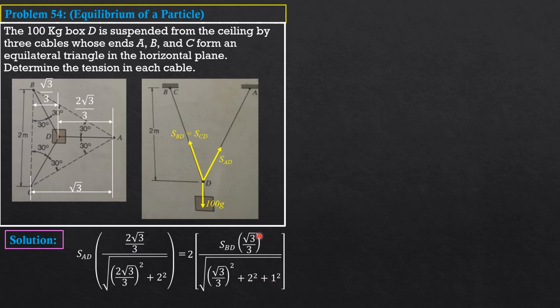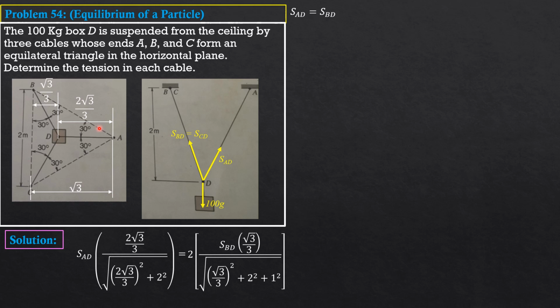So simplifying this, cancel out square root of 3 over 3, cancel out 2. Then same distance. So S_AD equals S_BD. That's the conclusion. Therefore, the three cables are of equal tension.